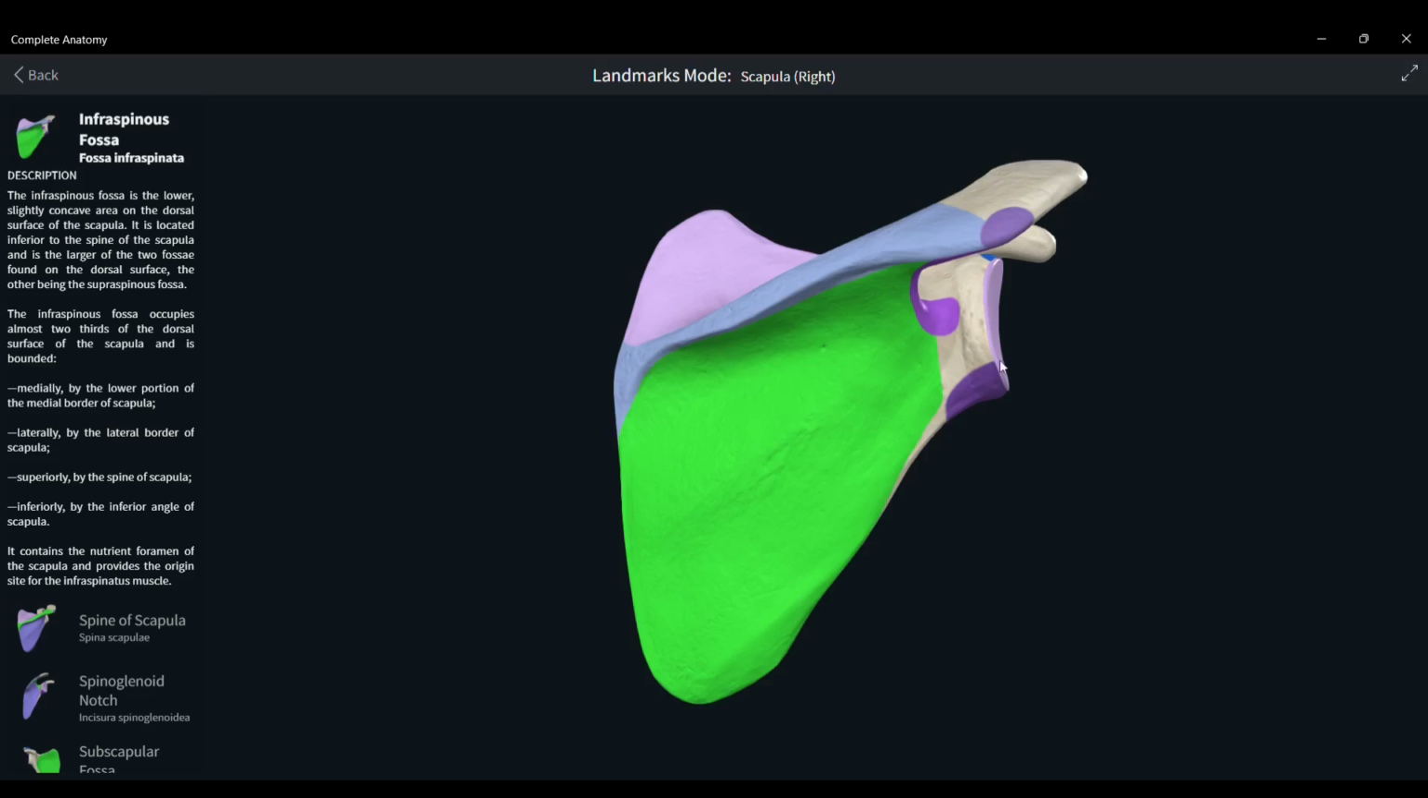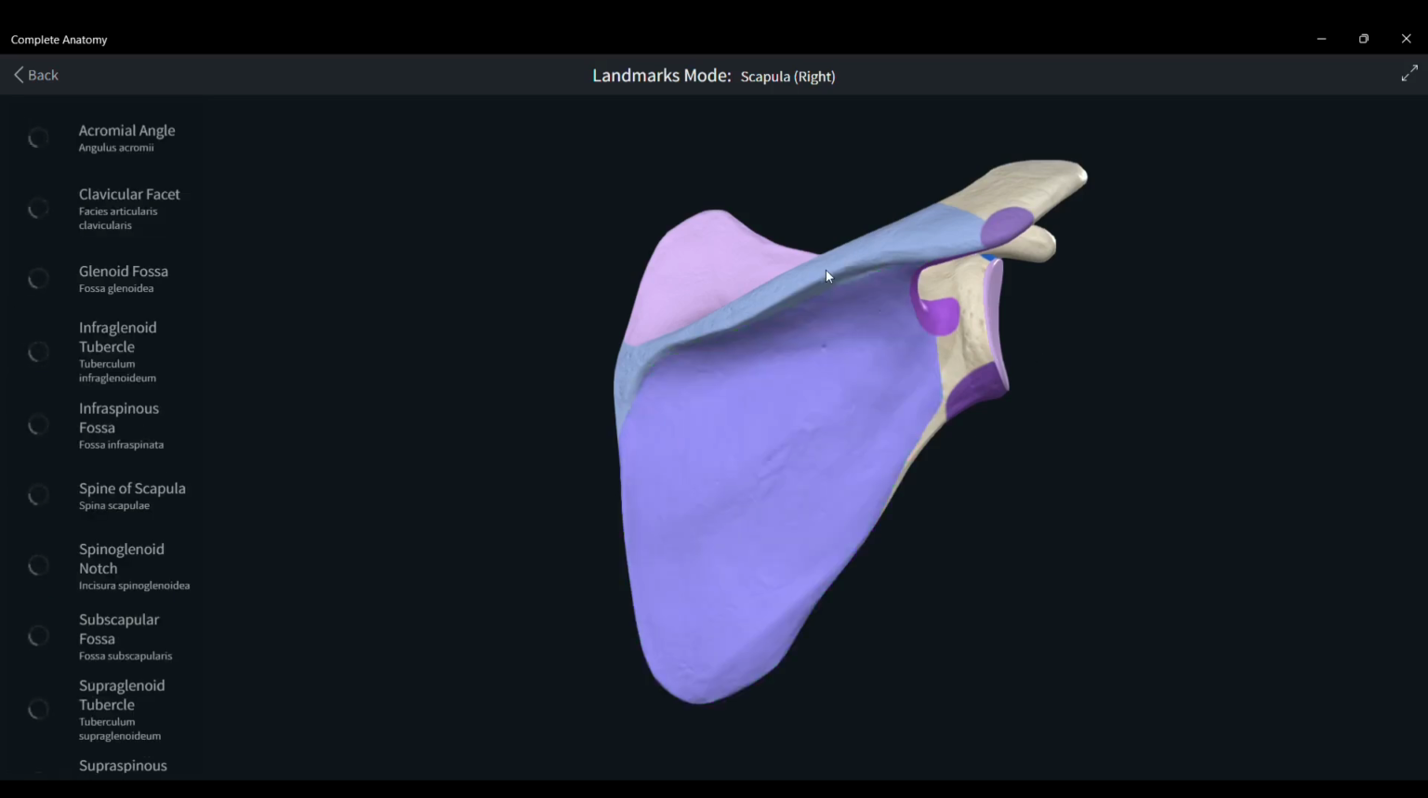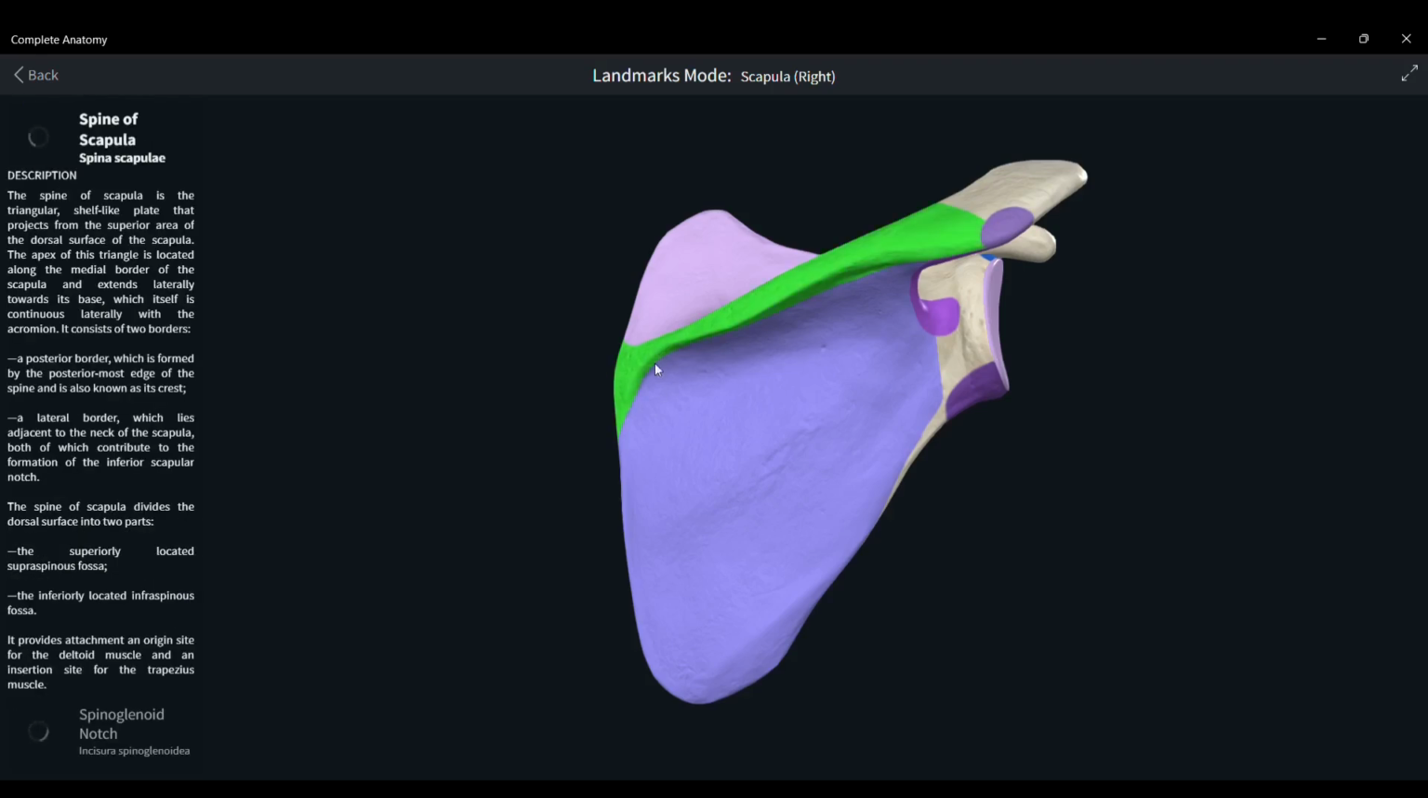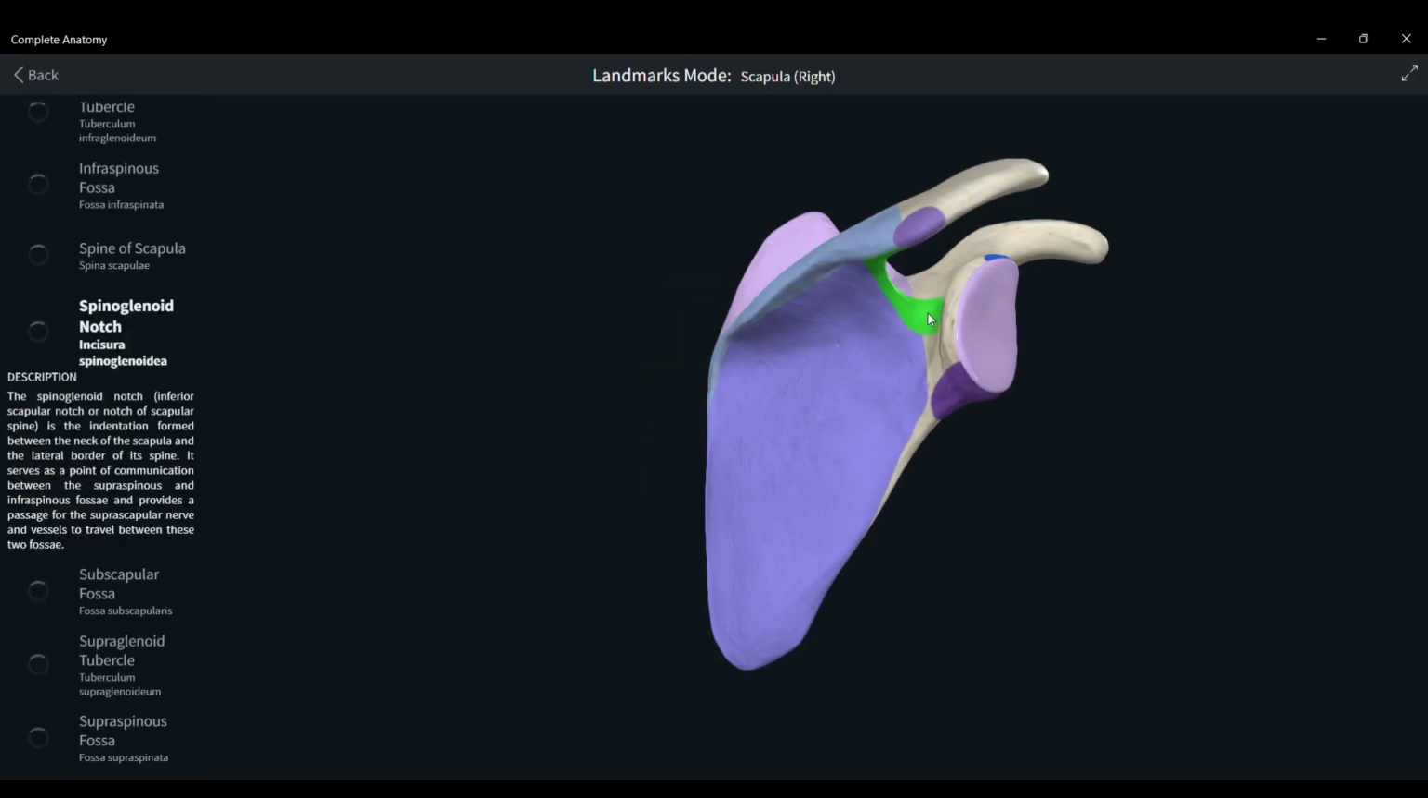Running across the center is the spina scapulae, the scapular spine. It begins medially from a triangular base, gradually rises into a prominent crest laterally, and then continues into the acromion. Between the spine and the cavity there is a small passage, the incisura spinoglenoidalis, the spinoglenoid notch.